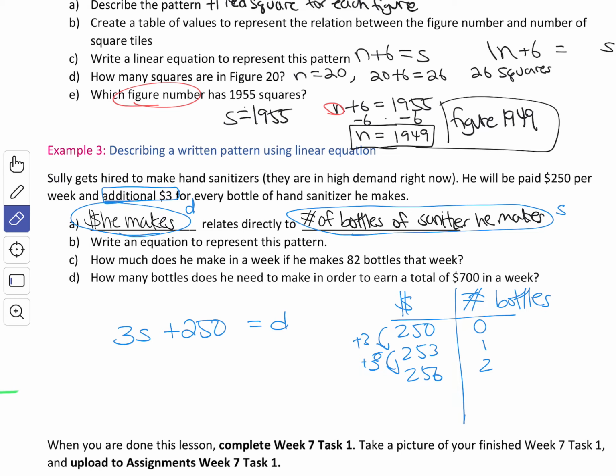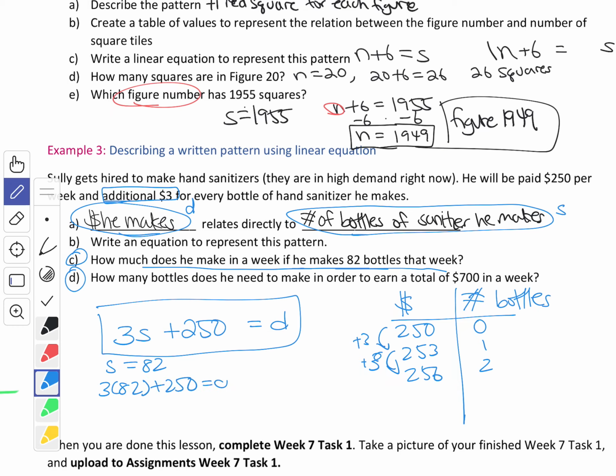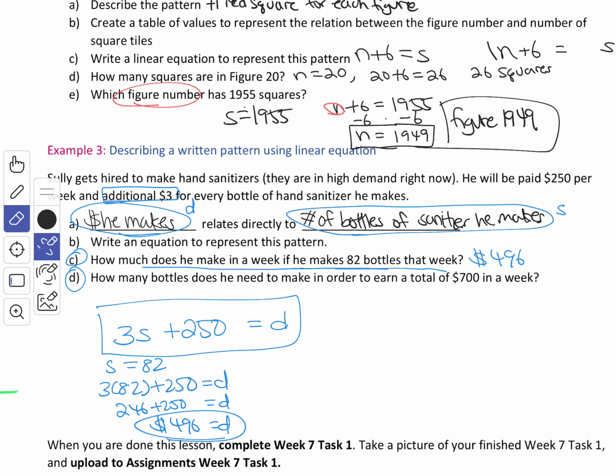Okay, and see how this is very similar to equations that we made for word problems before. Okay, and then we're just gonna solve C and D using this equation right here. How much does he make in a week if he makes 82 bottles that week? So if S is equal to 82, what is D equal to? So we go 3 times 82 plus 250 is equal to money he makes. 3 times 82 gives us 246 plus 250. He's going to make a total of $496 if he makes 82 bottles. So we're going to write 496.